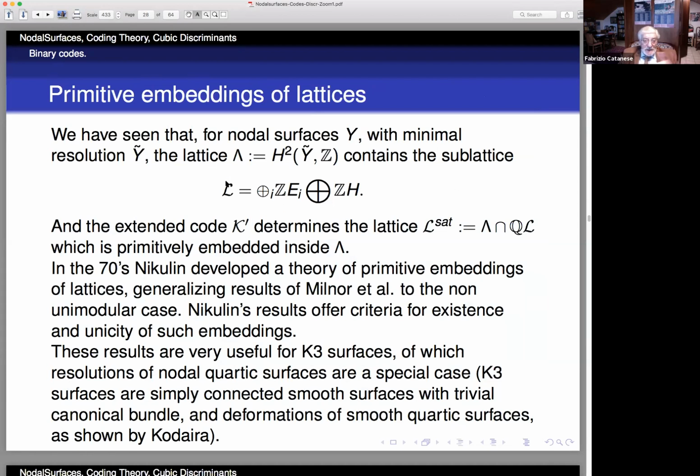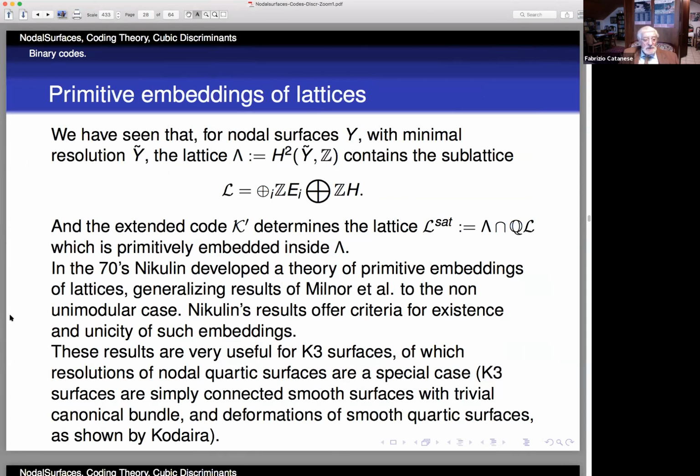Okay, so I repeat here what I said. Lambda is the second homology. L is the sublattice freely generated by the EI and H. And the saturation is determined by K prime.